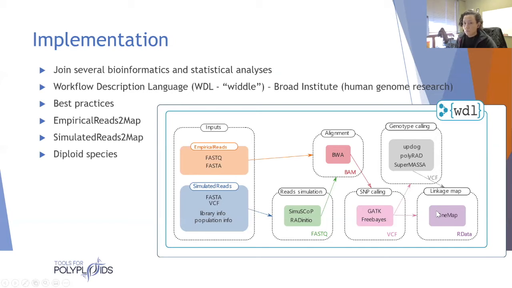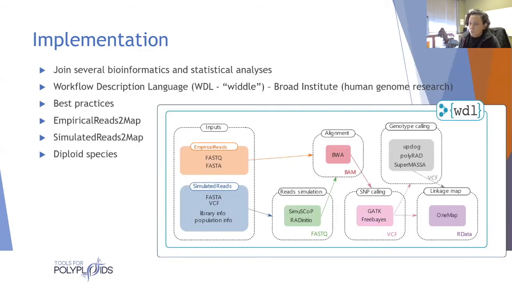I'm expanding to polyploid, and the only software that does the linkage mapping is OneMap. And if you use the simulated reads, instead of going with your samples, you just go with information of the scenario that you want to simulate, and these two software will do the read simulation.